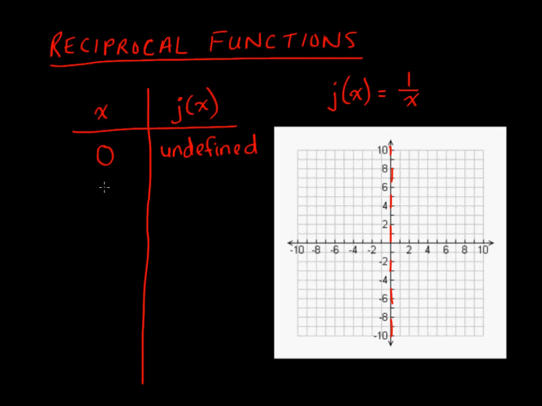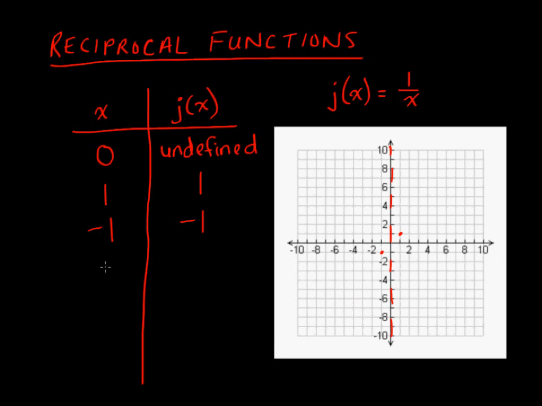What happens when x is equal to 1? Okay, when x is equal to 1, we get 1 over 1, and so the function value is 1. So I know that the point (1, 1) is on this graph. What happens when I substitute in a value of x is negative 1? Okay, when x is negative 1, I'm going to get 1 over negative 1, which is negative 1. So I also know that the point (-1, -1) is on the graph.